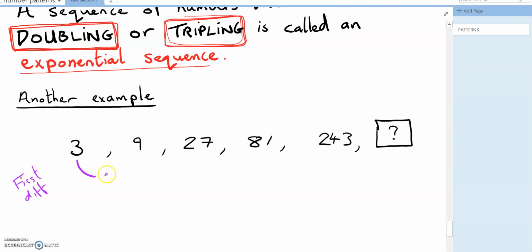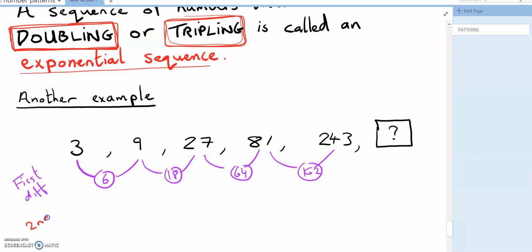So the difference between 3 and 9 is 6. The difference between 9 and 27 is 18. The difference between 27 and 81, oh God, is 54. And the difference between 81 and 243 is 162, I think. Okay, definitely not linear.